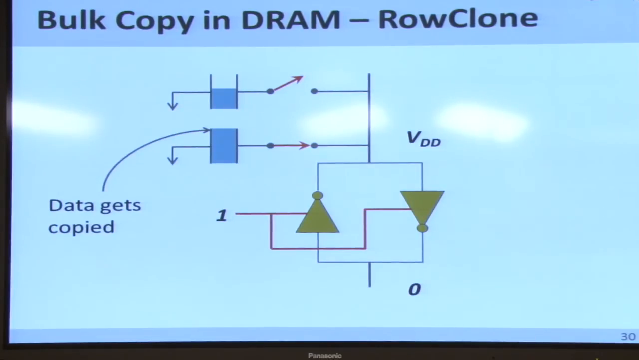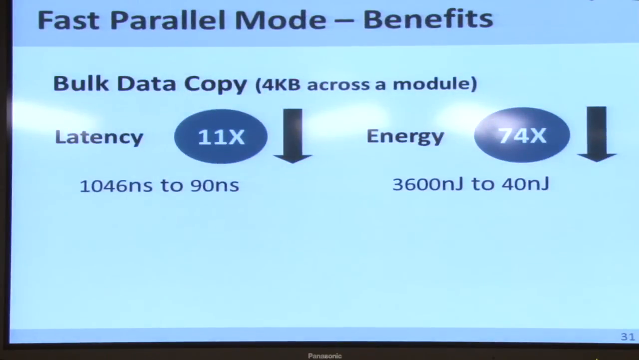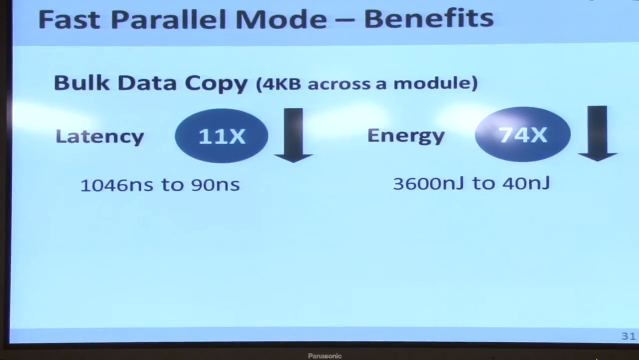So anyway, let's quickly look at the benefits, right? What I have achieved is a copy operation which can be 4 kilobytes across the entire module, right? I can copy 4 kilobytes of data from one row to another by just issuing 2 back-to-back activate commands, which takes around 90 nanoseconds, right? So we have reduced the latency from 1046 nanoseconds to 90 nanoseconds, close to 11x reduction in latency. And the energy goes from 3 microjoules to 40 nanojoules, right? Again, a significant reduction in energy.